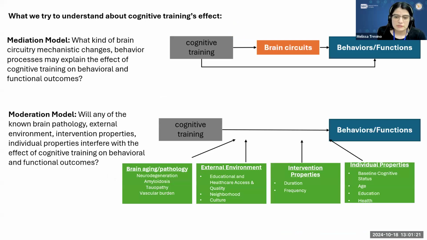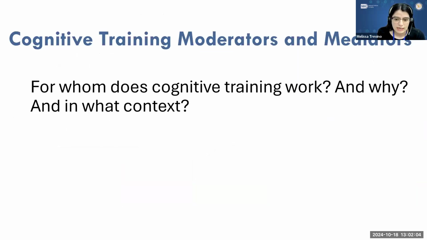The previous 2 webinars of the series focused on underlying mechanisms and transfer effects and outcomes. Speakers discussed cognitive training mediators, from what kind of brain circuitry, mechanistic changes, or behavioral processes may explain the effect of cognitive training outcomes. Speakers have also discussed moderators and various cognitive training ingredients. Today, we will have a more in-depth discussion on mediators and moderators, and for moderators, factors influencing the efficacy of cognitive training, from external environment, intervention properties, and individual properties, in order to address our key questions for today: for whom does cognitive training work and why, and in what context?